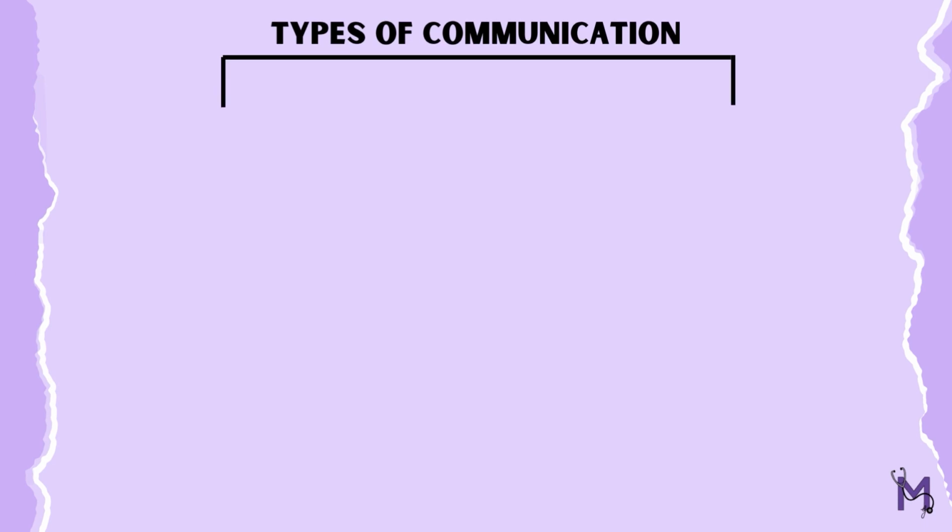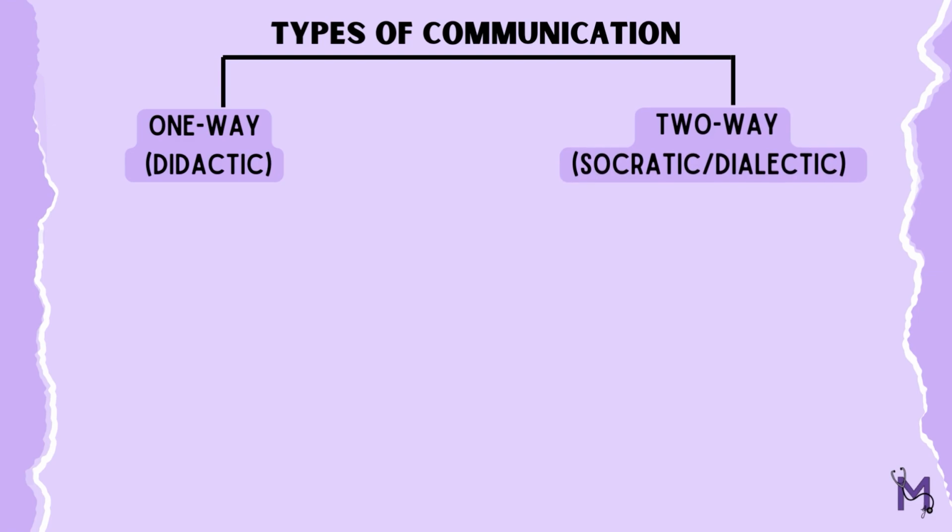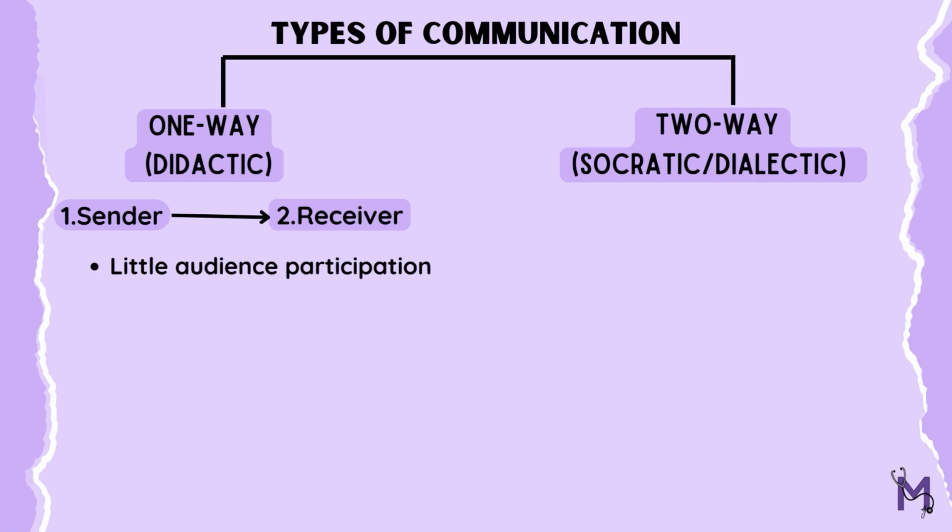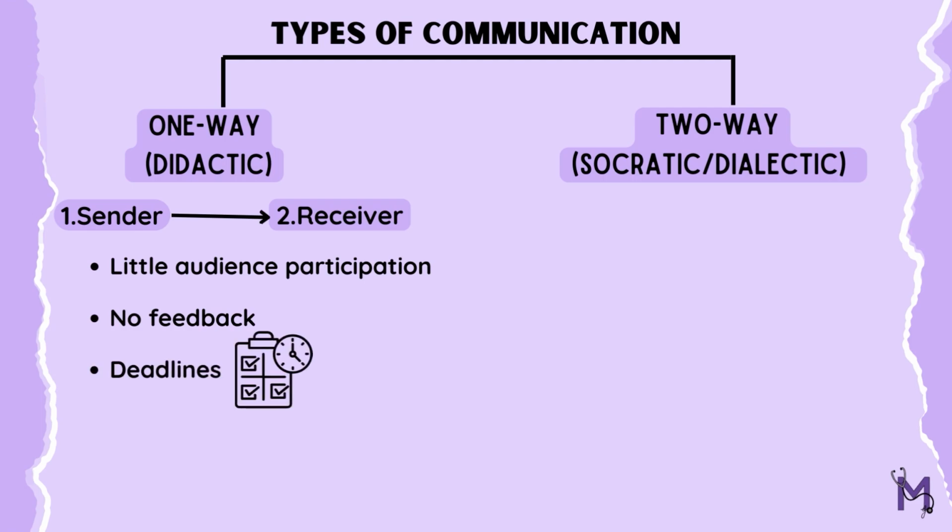The most important types are one-way and two-way communications. In case of one-way communication or didactic communication, information flow is only one way, from sender to receiver. This causes the knowledge to be imposed with little audience participation and no feedback. Consider the official website of your college, for example. You would have noticed it only provides deadlines for assignments and notices for upcoming events without providing a platform for viewers to comment.